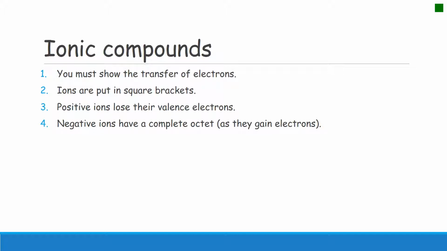Now, ionic compounds are done differently because we're no longer showing a sharing of electrons. This time we're showing the transfer of electrons. All ions are put in square brackets, and that's really important. Positive ions lose their valence electrons so that they have a full outer shell. But as we're only showing the valence electrons, they'll have nothing around them in the final result. Negative ions have a complete octet because they gain electrons.